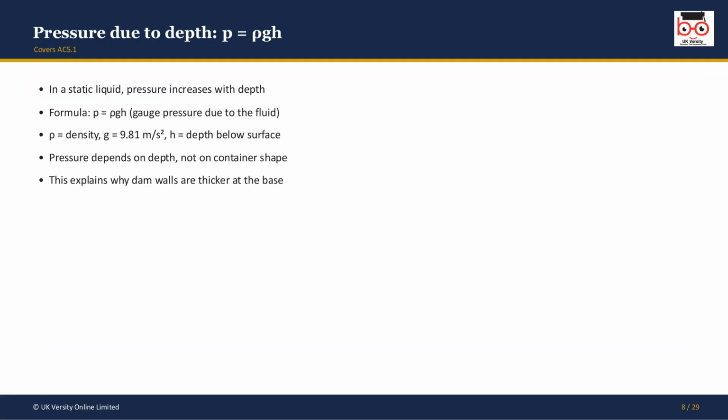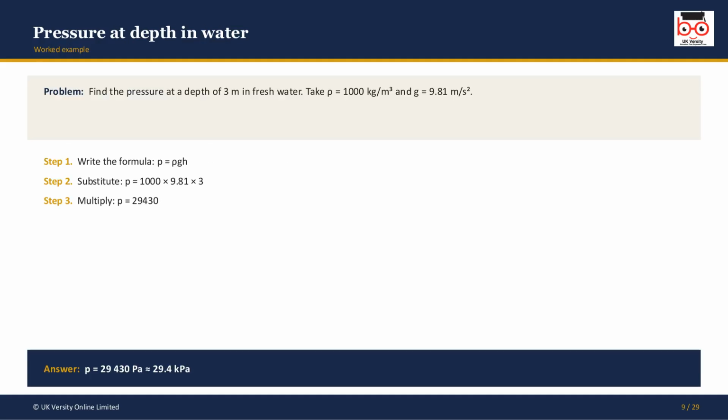Now let's see how pressure grows with depth. In a static liquid, the deeper you go, the greater the pressure, and the formula is pressure equals ρgh, that's the density, times g times the depth. Here, g is 9.81 and h is the depth below the surface. Notice the pressure depends only on the depth, not on the shape of the container at all. It's exactly this that explains why a dam wall is built much thicker at its base, where the water pushes hardest.